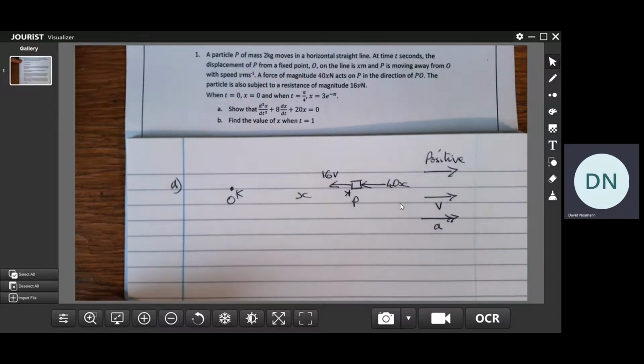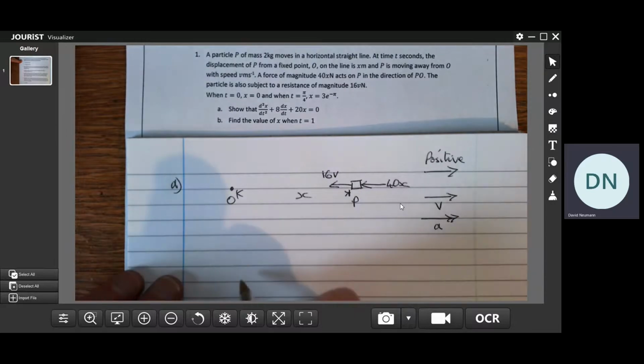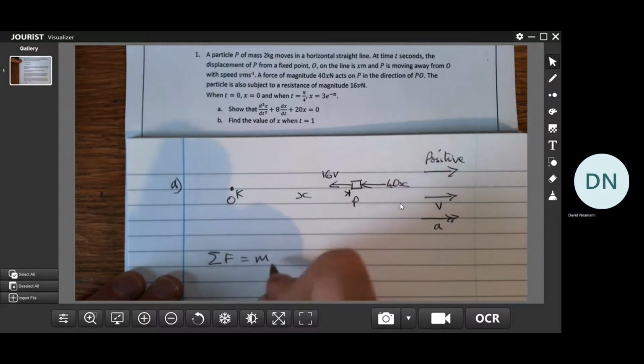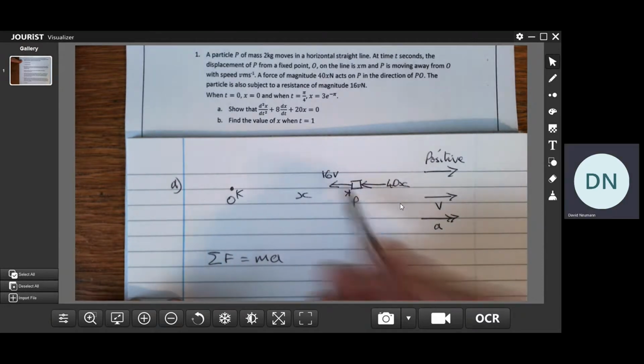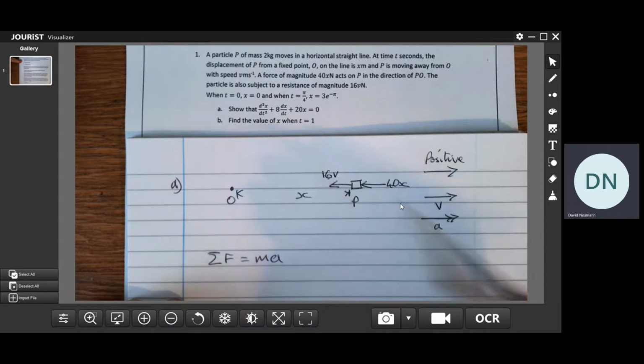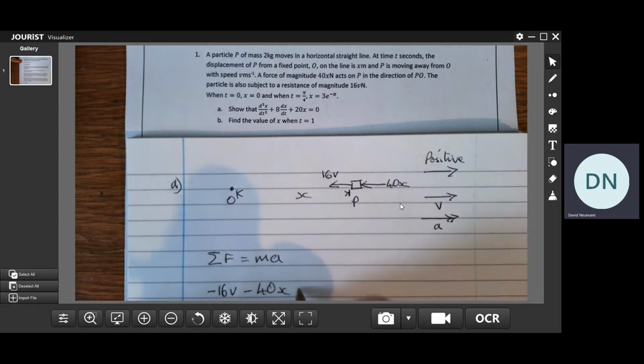So what we're going to do is say that the sum of the forces is equal to mass times acceleration. Familiar with that from mechanics. So the sum of the forces is equal to ma. In this case, what are the sum of the forces? Well, this is minus 16v because it's going in the negative direction. So minus 16v, and then we've got minus 40x is equal to mass, which is 2, so 2 times a.